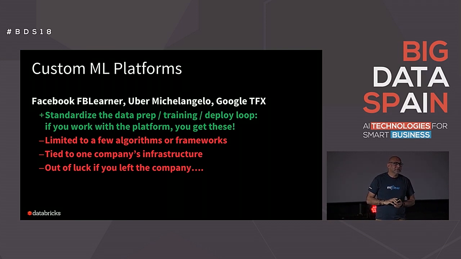Same thing with Google's Borg, which is a massive-scale system for provisioning. When people left Google and went to Twitter, they couldn't provision things because Borg didn't exist. It was a platform that was very specific.